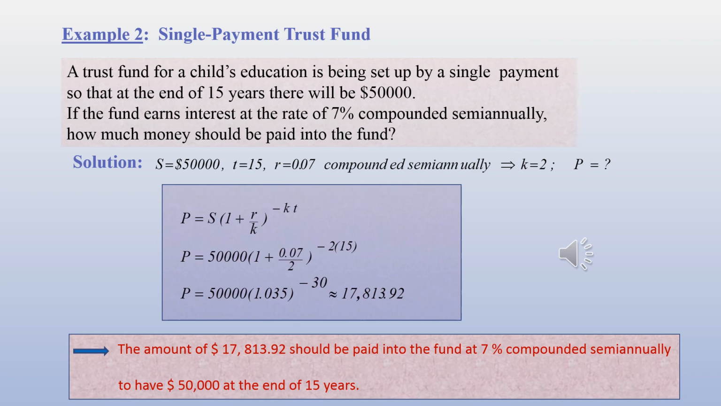So we get the result of about 17,813.92. So the amount of money that should be paid into the fund is about $17,813.92. This amount should be paid into the fund at 7% compounded semi-annually to have $50,000 in 15 years.